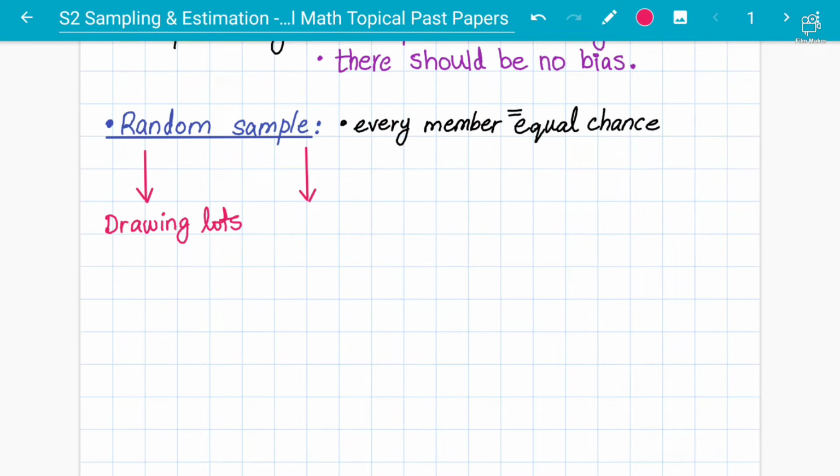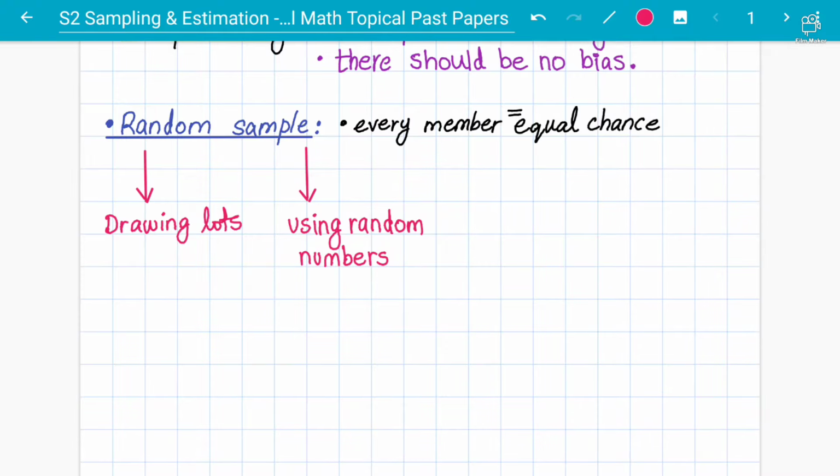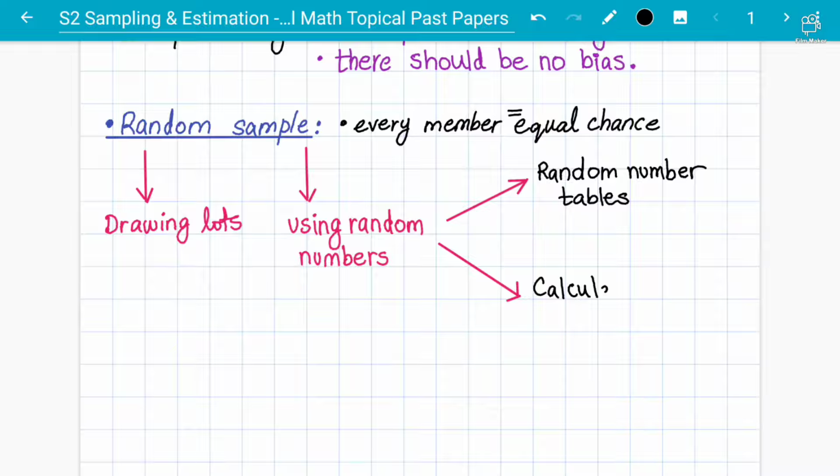The most important one is using random numbers. For the random sample we are going to use random numbers. The random numbers we use to choose random samples can come from random number tables or be calculator generated. So let's write it down: using random numbers, there are random number tables as well, and there are calculator generated numbers as well.